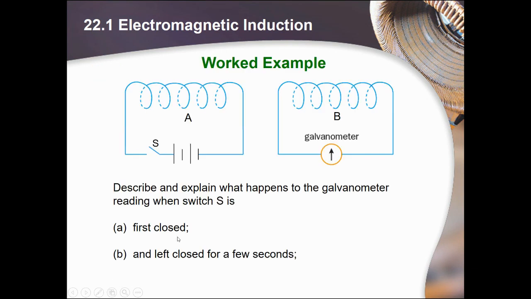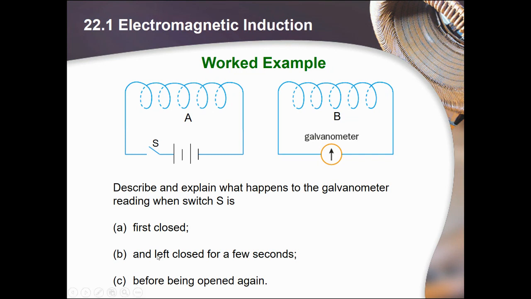Okay, let's go to part B. So I repeat again, part A: when I close, my current increases from 0 to maximum, and therefore the magnetic field also increases from 0 to maximum in A, and therefore there's a change in magnetic flux that is linked to the solenoid of B, and therefore there's an induced EMF in solenoid B, and there's an induced current, and the galvanometer will deflect, showing a momentary deflection.